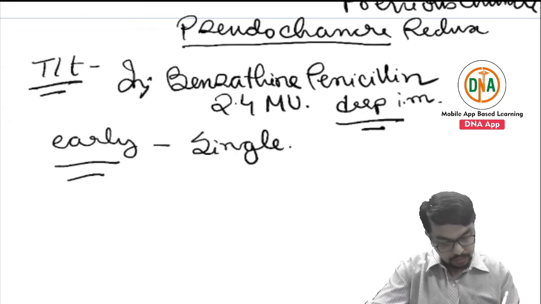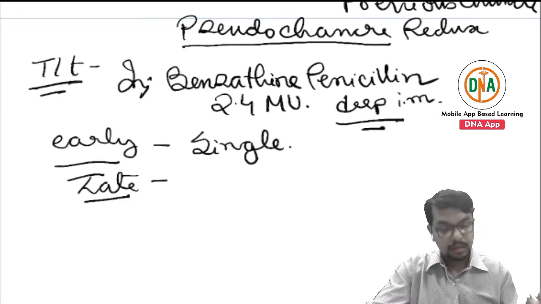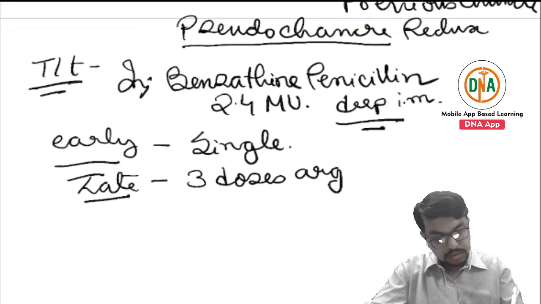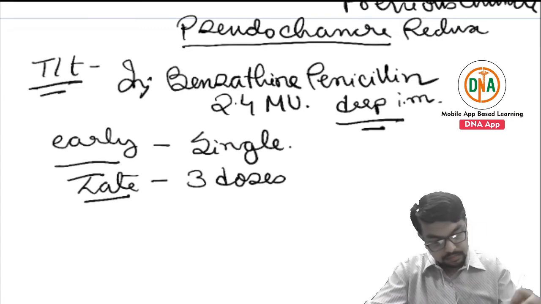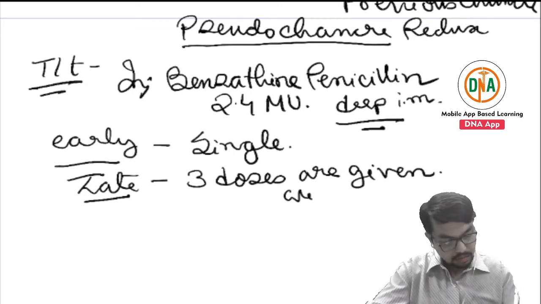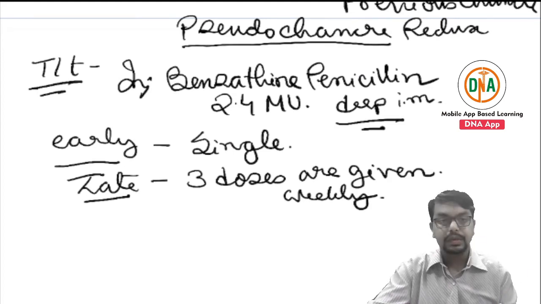For late syphilis, 3 doses are given, once weekly for 3 weeks.